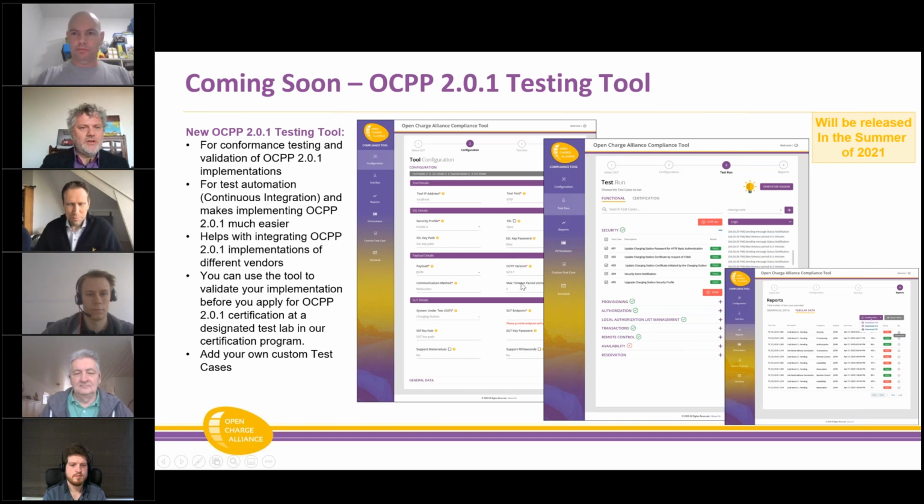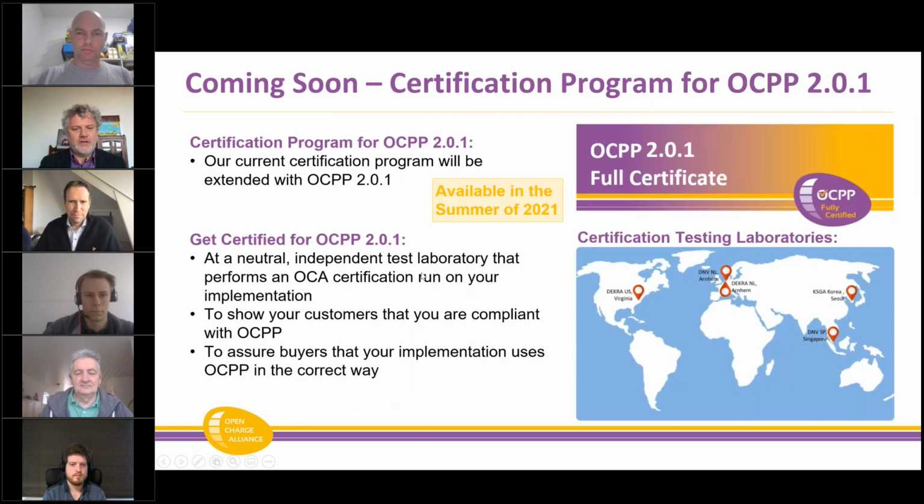Then the second announcement, because this testing tool can also be used as a test for certification of your OCPP 2.0.1. Following the testing tool this summer, we will have a certification program for OCPP 2.0.1, just like we have for OCPP 1.6. With the certification, we have a neutral, independent test laboratory that performs an OCA certification run on your implementation. So that will give you the advantage of showing your customers that you are compliant with this version of OCPP, and you can assure buyers that your implementation uses OCPP in a correct way. This will be coming up.